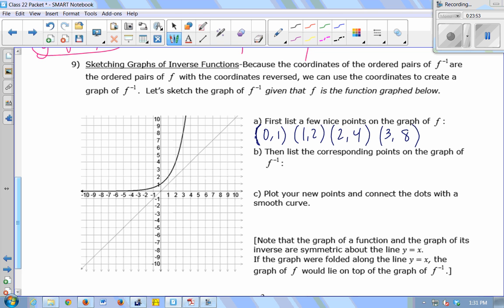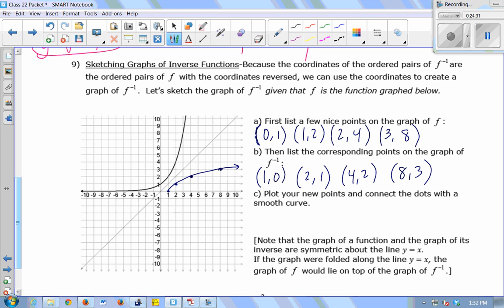The corresponding points on the graph of f inverse are just the x and y coordinates swapped. That's what inverse functions do: swap input and output. So I have (1, 0), (2, 1), (4, 2), (8, 3). I'm going to plot these new points on the coordinate plane, connect them with a nice smooth curve, and see the result. So (1, 0) is here, (2, 1), (4, 2), and (8, 3). It's going to look like that.